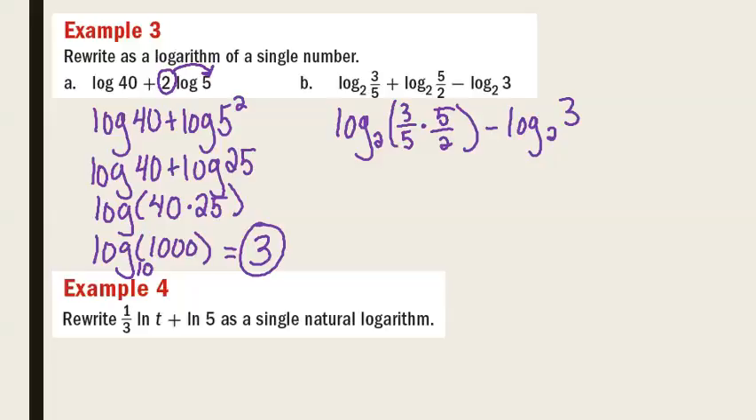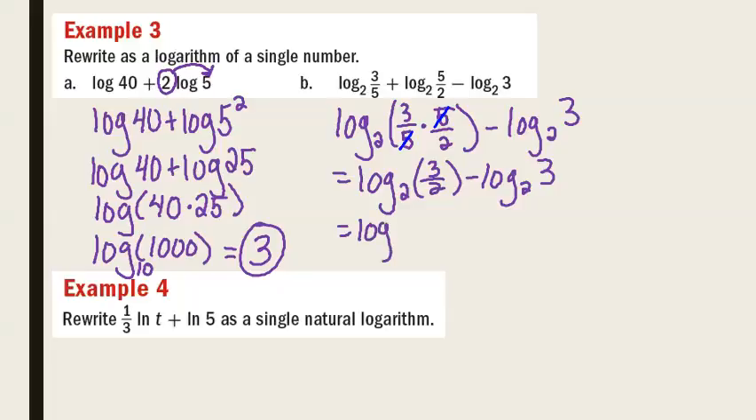Well, if I'm multiplying 3 over 5 by 5 over 2, I have a 5 in the denominator and the numerator, so they're going to cancel out. So we're left with log base 2 of 3 over 2 minus log base 2 of 3. So that means I want to do 3 over 2 divided by 3. But if I divide by 3, that's the same thing as multiplying by 1 over 3. Again, I have 3 in the numerator and denominator, so they cancel out. So this becomes log base 2 of 1/2.